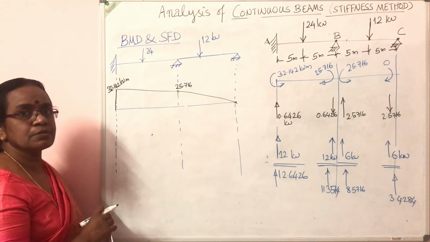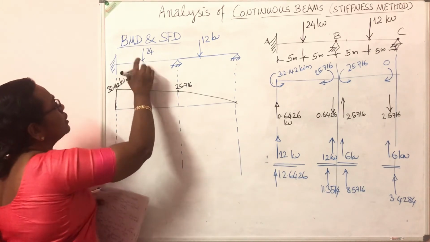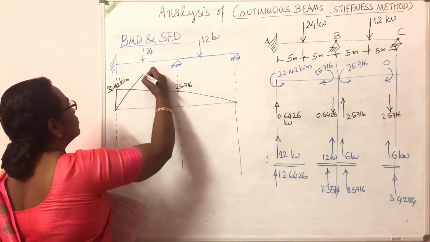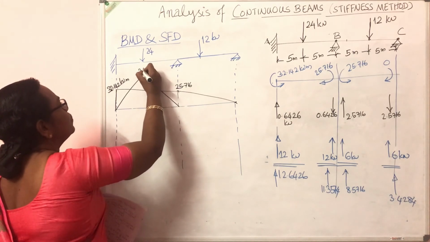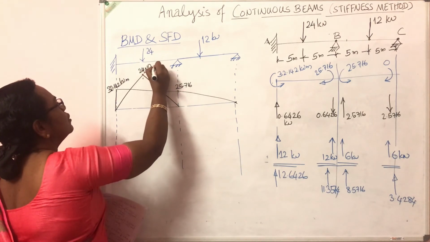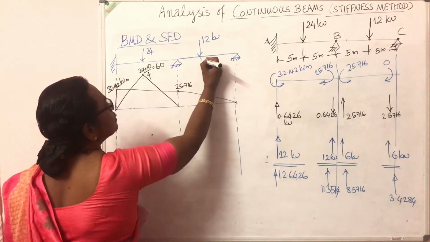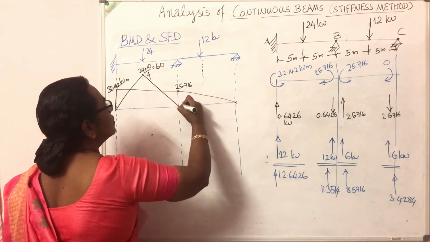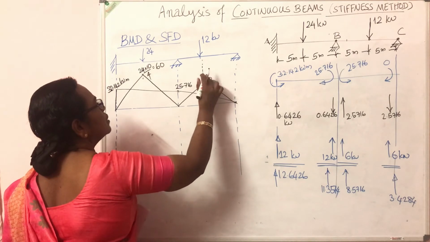Superimpose the simply supported bending moment diagram, or the span moment. Due to this 24 kilonewton, it is W L by 4. This is the span moment. This value will be 24 into L by 4, which works out to 60 kilonewton meter. Here the span moment is 12 into 10 by 4, which is 30 kilonewton meter.